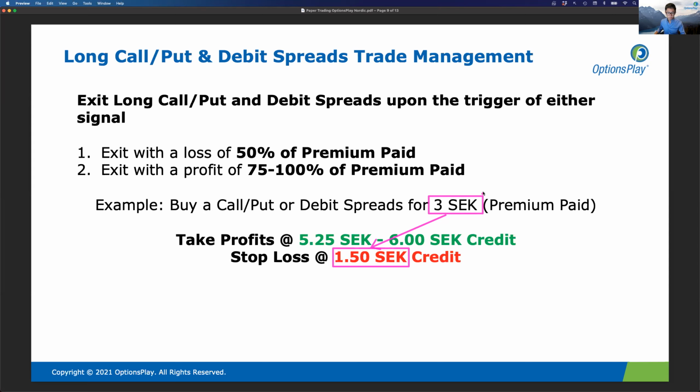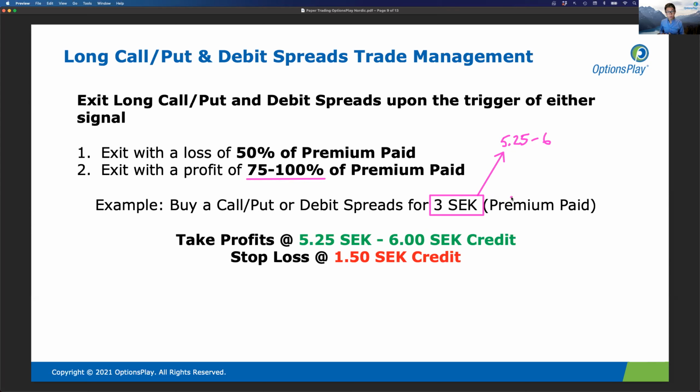Now, if you pay 3 crowns for something, and the value of that option or value of that spread increases in value to 5.25 or to 6 crowns, somewhere in this range, then you've made a 75–100% gain on your investment, if you will. And that's when it's time to start taking profits and getting yourself out of the trade here as well. So that's really how you want to utilize long calls and long debit spreads, when you want to get in and when you want to get out.